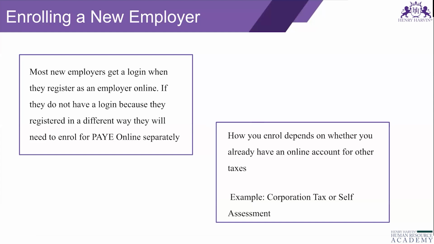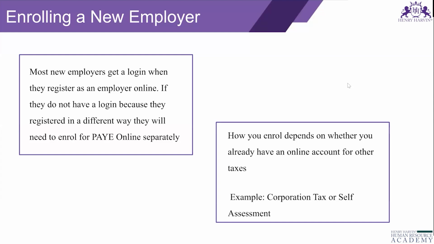Employees can also register with HMRC for their personal accounts. Most new employers get a login when they register as an employer online. If they do not have a login because they registered in a different way, they will need to enroll for pay online separately. If they registered manually, which means they visited the office and did the registration manually, then they will get manual copies from HMRC, but they have to enroll online for a pay account.